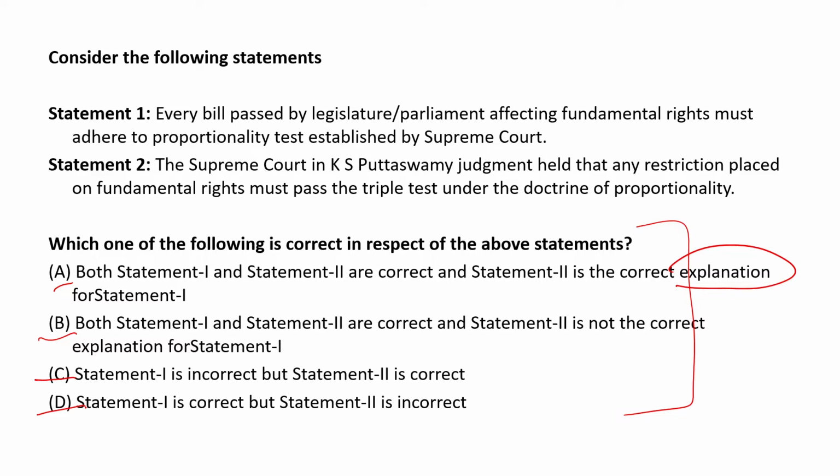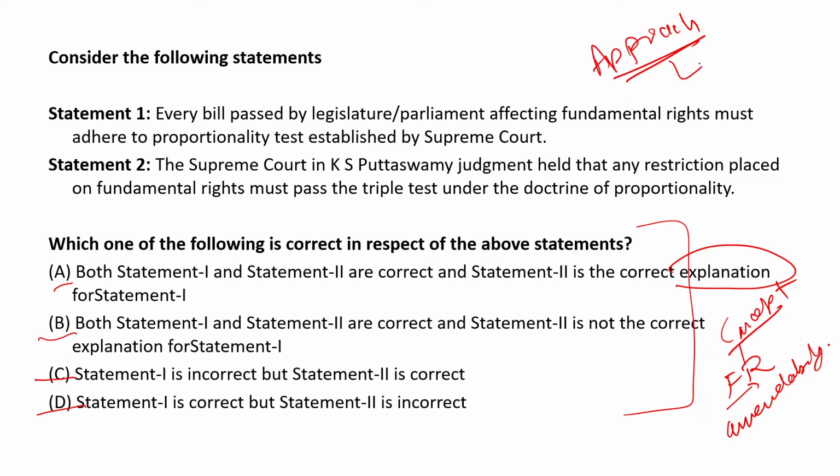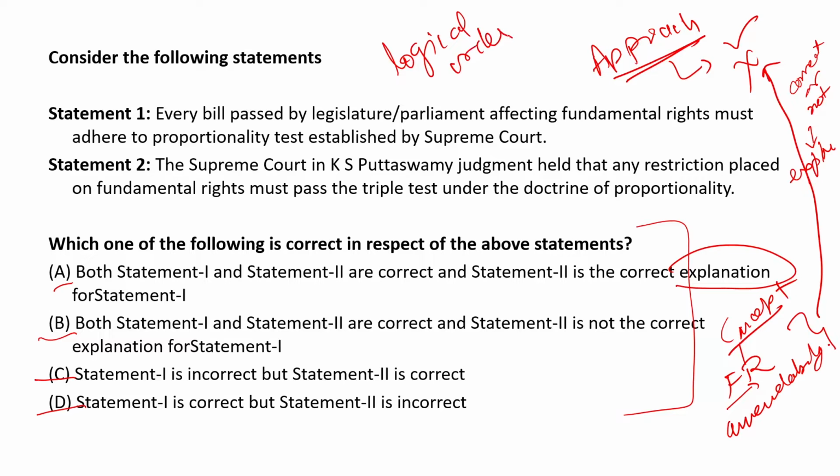So if you look at the concept underlying this, we are talking about the fundamental rights, right, and the amendability. So this is the concept that is there. Of course, the approach that we need to take for this particular question is to see that there are certain go and no go areas when it comes to concepts like these. And through that, we must first find out whether the statement is correct or not, and then look at the explanation. So in a logical order, we need to move this.